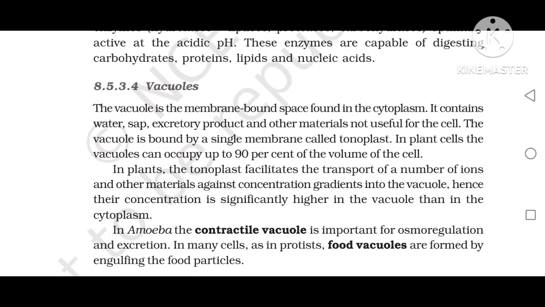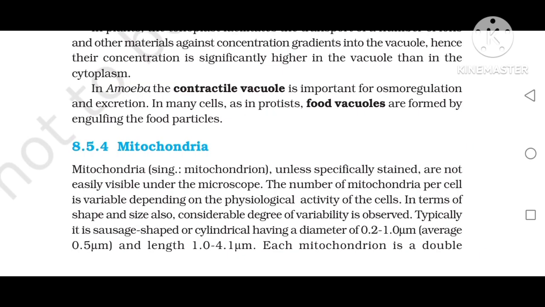Important points. The vacuole is a membrane-bound space found in the cytoplasm. It consists of water, sap, excretory products and other material not useful for the cell. The vacuole is bound by a single membrane called the tonoplast. In Amoeba, the contractile vacuole is important for osmoregulation and excretion. In Protista, food vacuoles are formed by engulfing food particles.